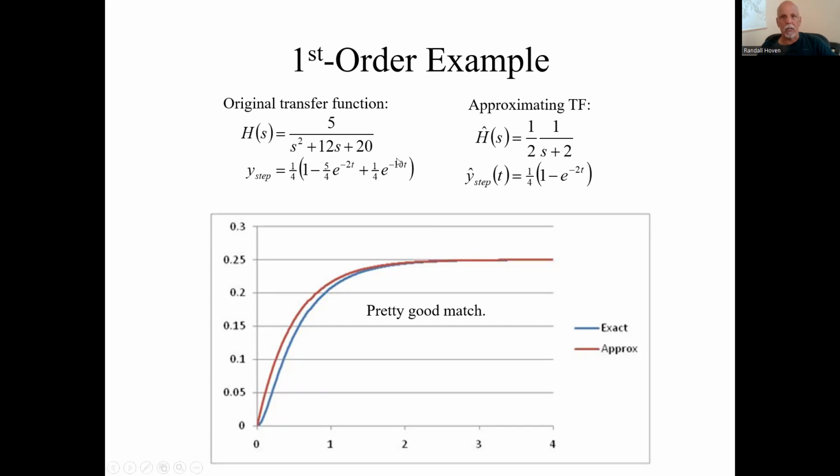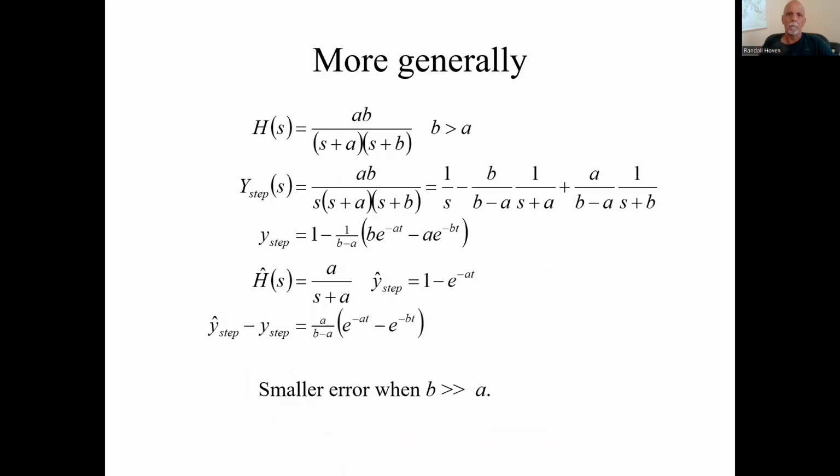Let's make a note of this. This guy's poles were at -2 and -20. That's a factor of 5. The non-dominant pole is 5 times to the left on the real line of the dominant pole. I'm not going to go through all this arithmetic, but the difference between the approximating function and the original function in terms of its step response is this, which means the bigger B is compared to A, the smaller your error is going to be.